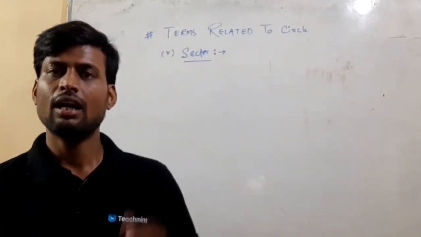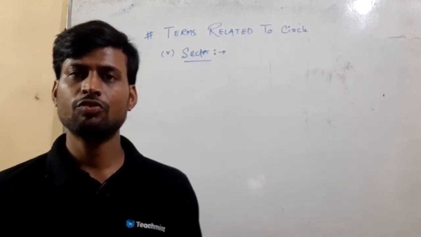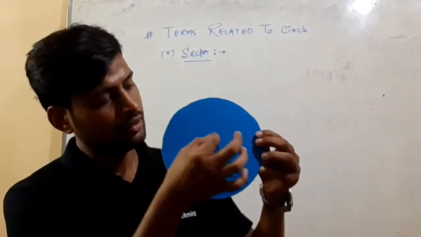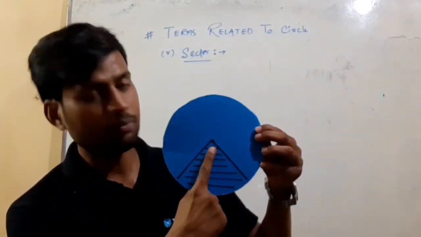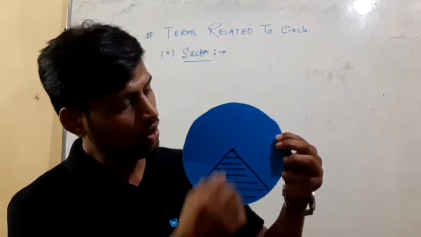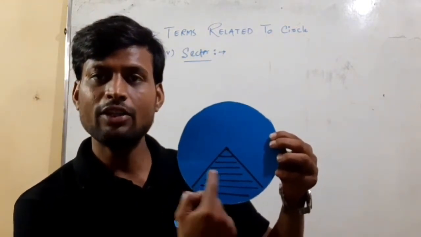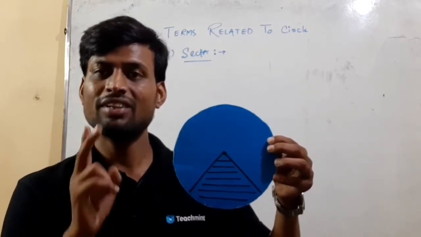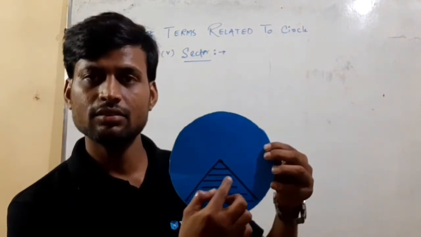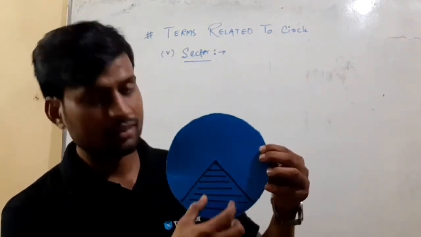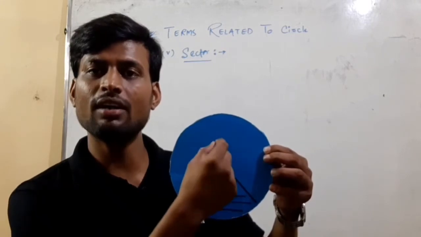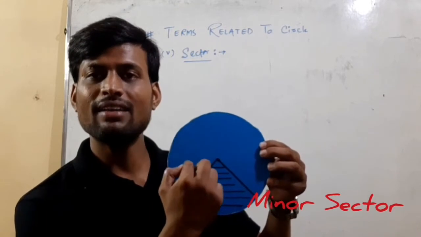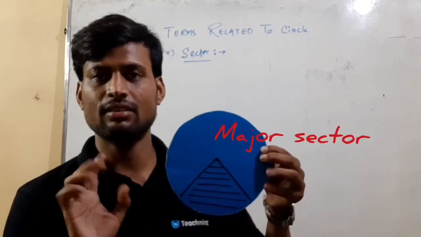Now next to it is sector. What is a sector? For that, let us assume this circle, and as you can see in this circle, there are two radii from this particular point, that is our center. So the region enclosed by two radii and an arc is called a sector. Sectors are of two kinds. As you can see in this picture, this shaded region is comparatively smaller than this unshaded region. So this shaded region is called minor sector, whereas this unshaded region is called major sector.